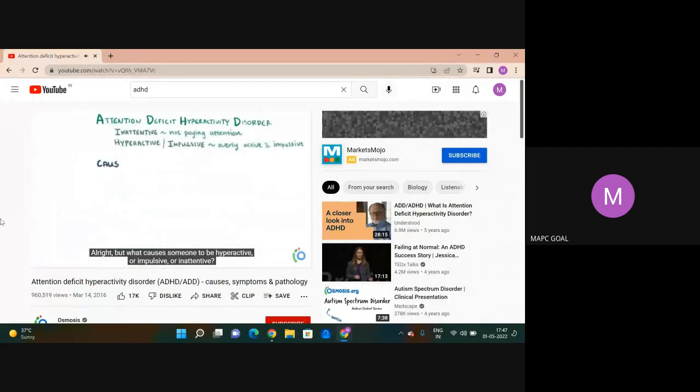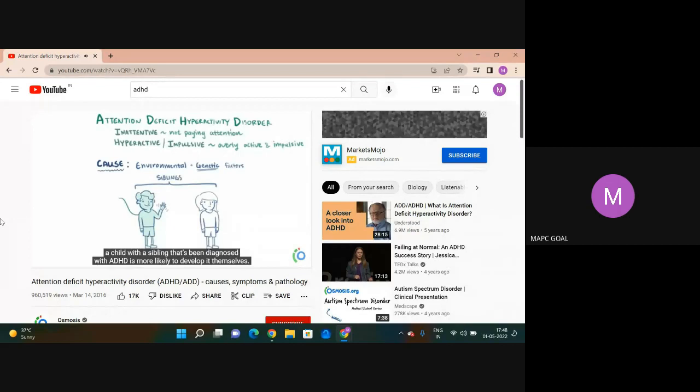All right, but what causes someone to be hyperactive or impulsive or inattentive? Well, as you might guess, it's pretty complicated, and we don't really know. Probably a lot of different factors, and ultimately they all fall into some combination of environmental and genetic factors. One interesting clue to a genetic component of ADHD is looking at families. For example, a child with a sibling that's been diagnosed with ADHD is more likely to develop it themselves. Furthermore, if those siblings are identical twins, meaning they have the same DNA, their chances of developing ADHD are considerably higher. Having identical DNA doesn't mean that the twin is definitely going to develop ADHD, though, which again suggests that both genetic factors and environmental factors play a part.